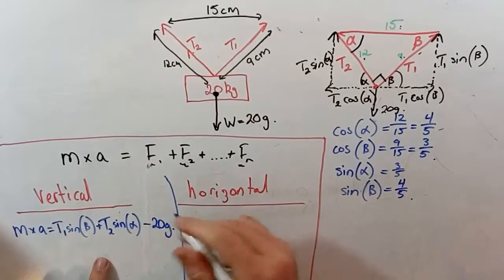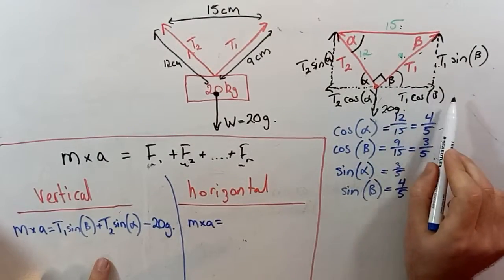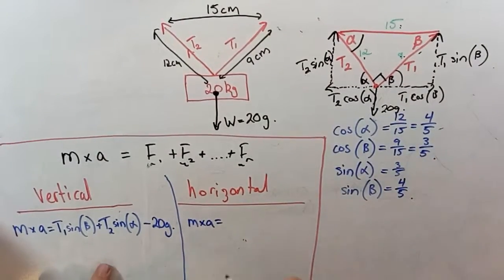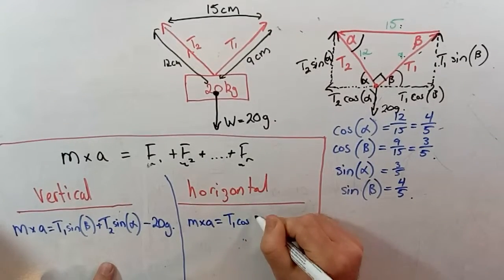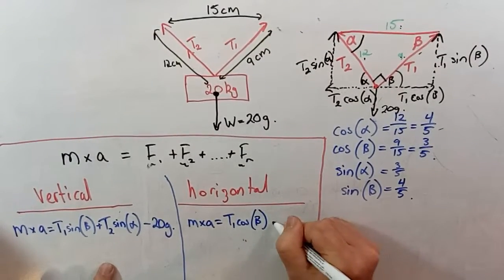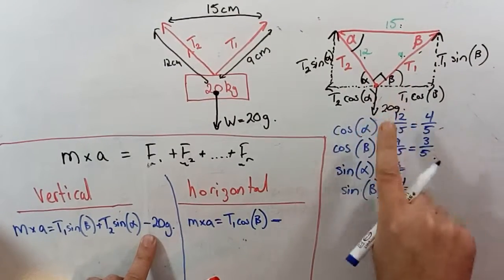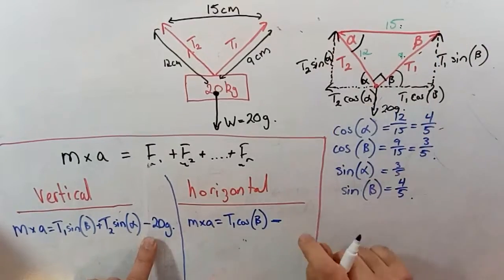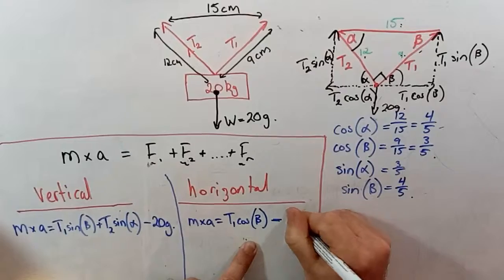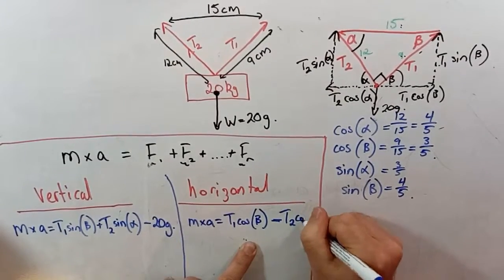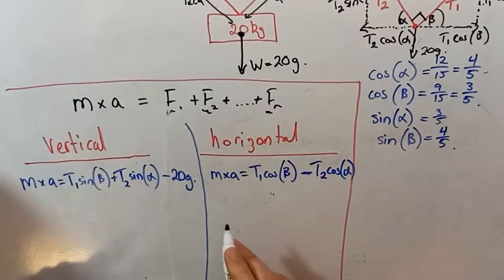Okay, so horizontally, we've got m times a, so I'll write it out again, m times a. Horizontally, we've got this one pulling horizontal and this one pulling horizontal. So we've got T1 cos of beta. Now we're going to go minus, right? The minus here is because this one is in the opposite direction. So now I've got this one pulling right and this one pulling left. So T2 cos of alpha.